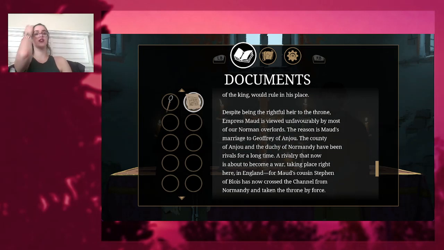Despite being the rightful heir to the throne, Empress Maud is viewed unfavorably by most of our Norman overlords. The reason is Maud's marriage to Geoffrey of Anjou. The county of Anjou and the duchy of Normandy have been rivals for a long time. A rivalry that now is about to become a war, taking place right here in England.